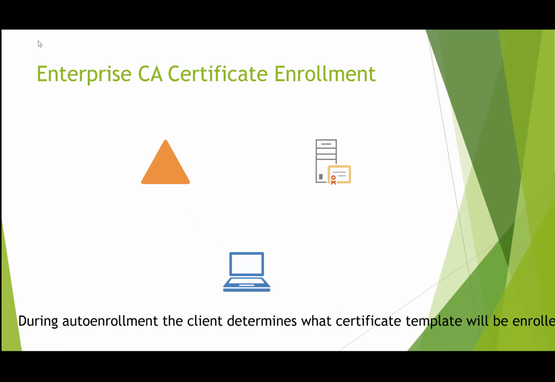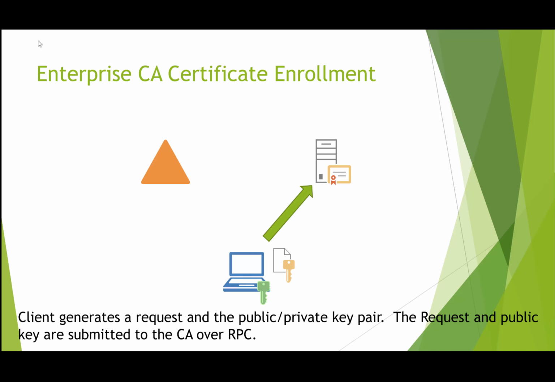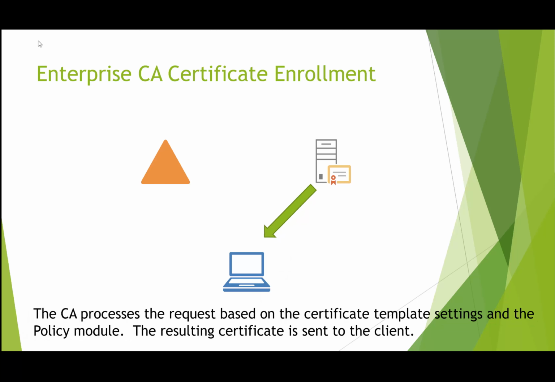Yeah, so during auto-enrollment, the client will figure out which template they need to go to, pull the enrollment services object, and figure out which CA they need to go to. Then the client will generate a request, the public and private key pair, and the request and public key are submitted to the CA over RPC. If it meets all the rules of the template, like if they have permissions to it, then the CA will sign the request, maybe modify some of the attributes in the request, and send back a signed request or certificate.